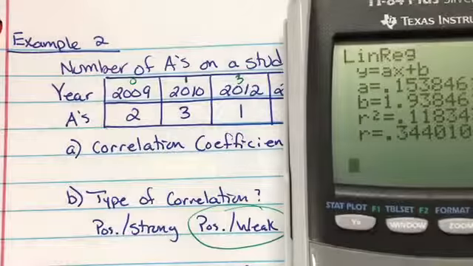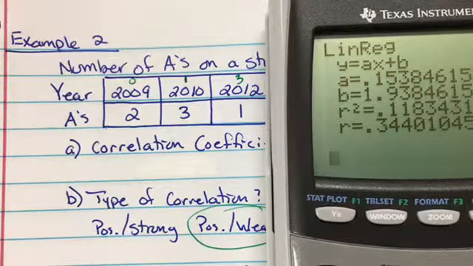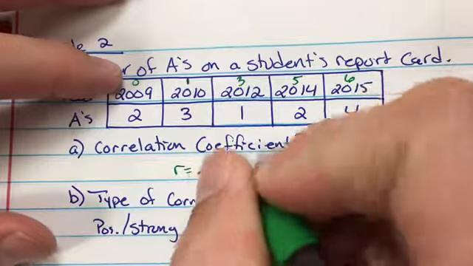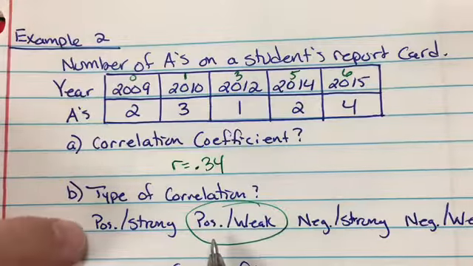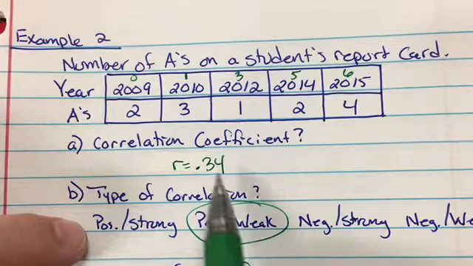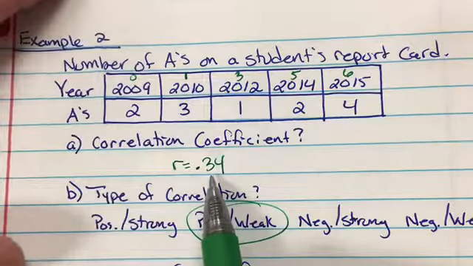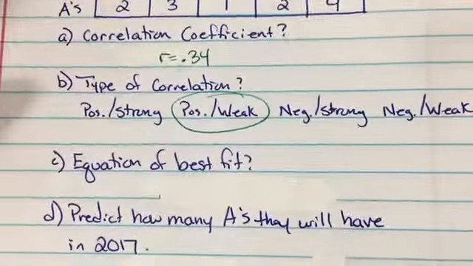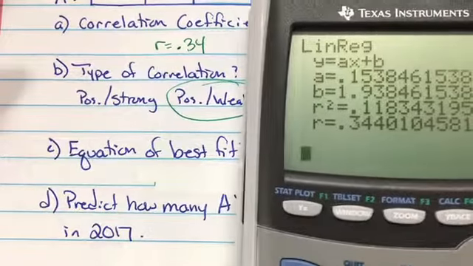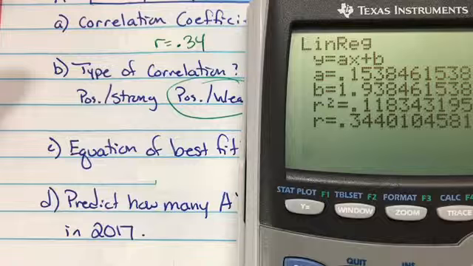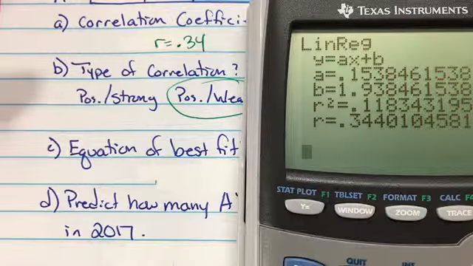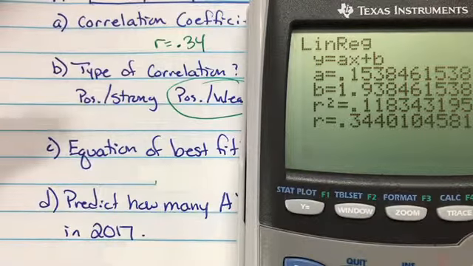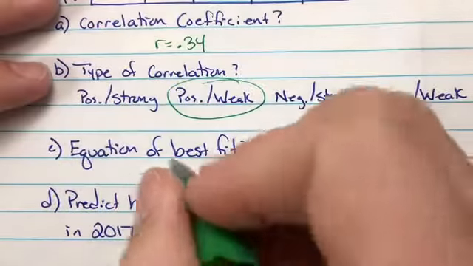Okay, correlation coefficient, that's the R value, so about 0.34. R equals 0.34. It is a positive correlation, but it's extremely weak. It's way far away from the 0.95 mark. The equation of best fit. Go ahead and plug in that information. Your A value is about 0.15, and your B value is about 1.94.